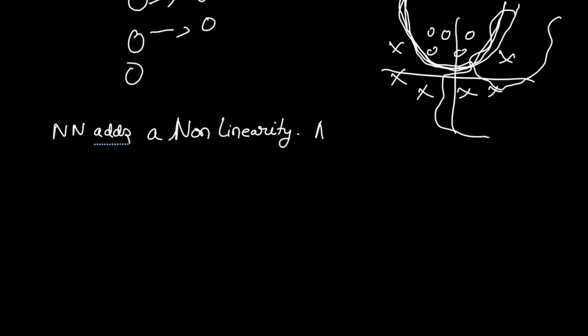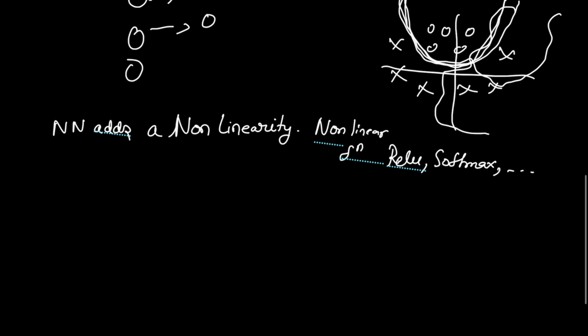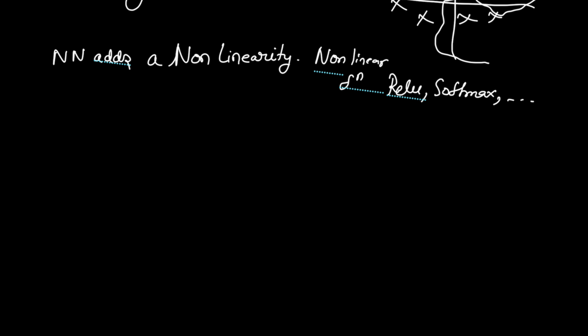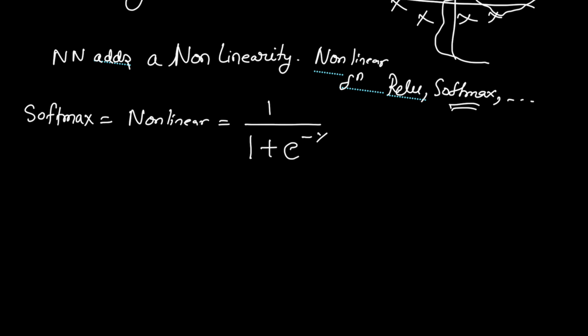There are several non-linear functions for it, like you have heard of maybe the ReLU function, softmax function, etc. So let's first of all understand what a simple non-linear function does with softmax, because it's the easiest case. So softmax is a non-linear function and it's given by 1 upon 1 plus e to the power negative x. Now, whoa, what is this and how does it come into the picture?